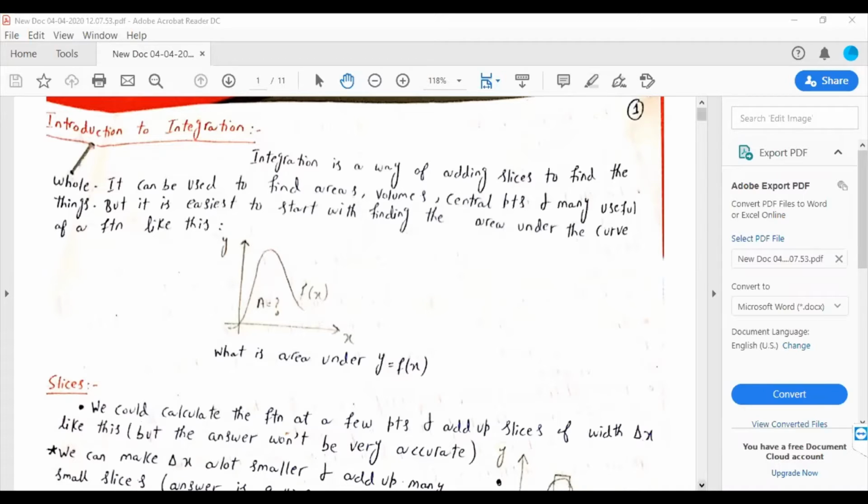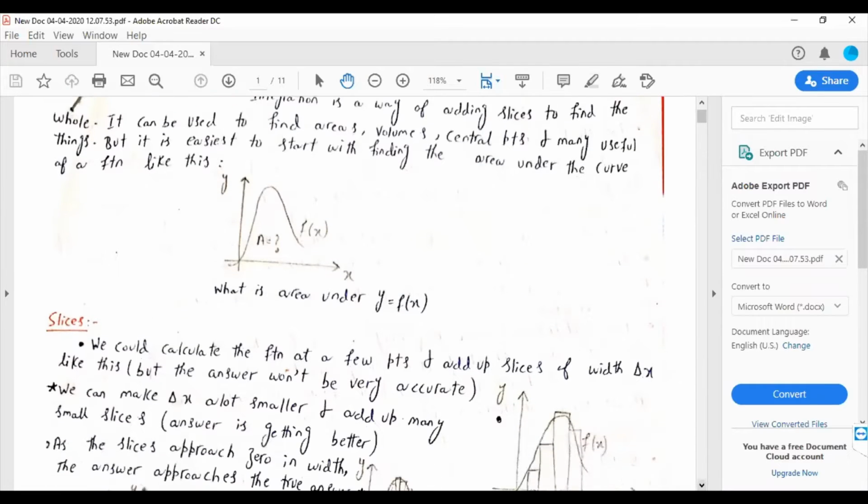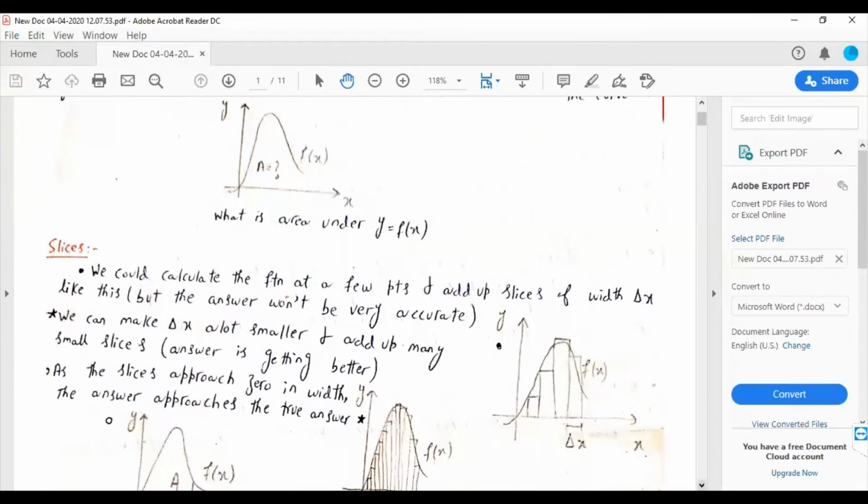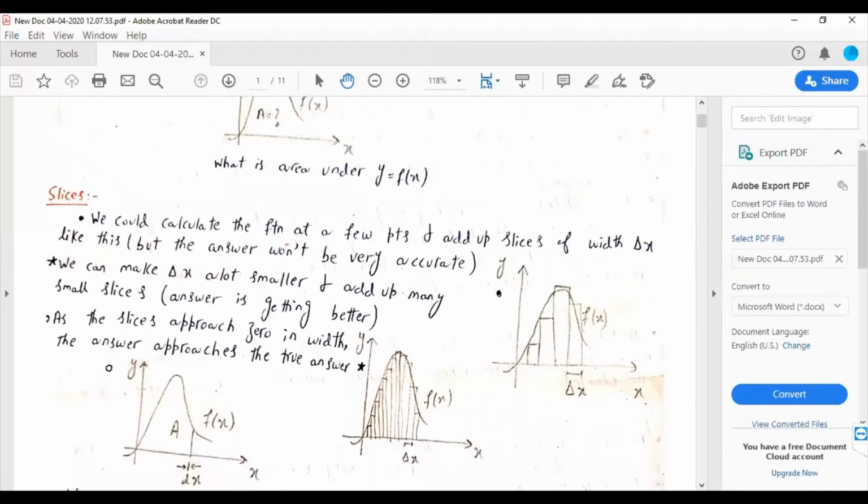Now, what is meant by slice? We could calculate the function at a few points and add up the slices of width delta x like this. This is basically the area under the curve, and I have to find out the area under this curve. I can divide this interval into small slices, small rectangles whose width is delta x, and this can also be another way.